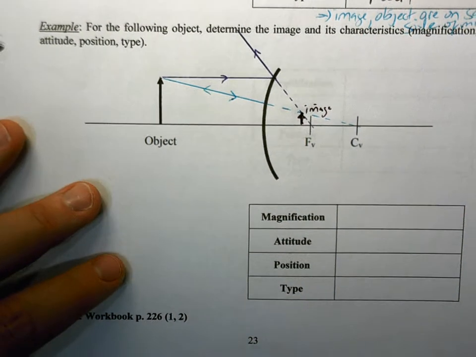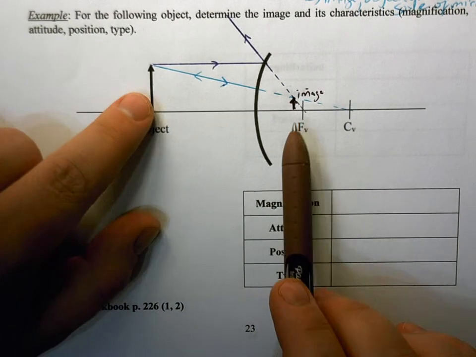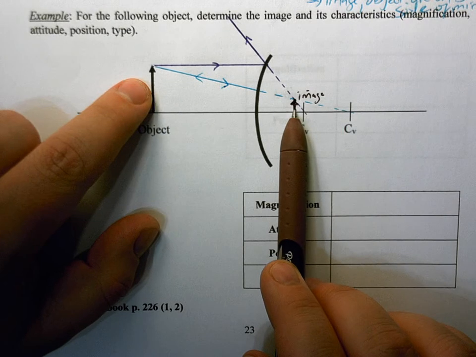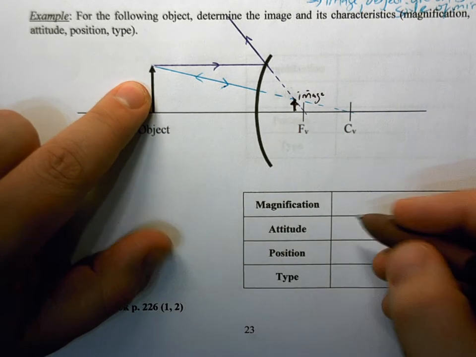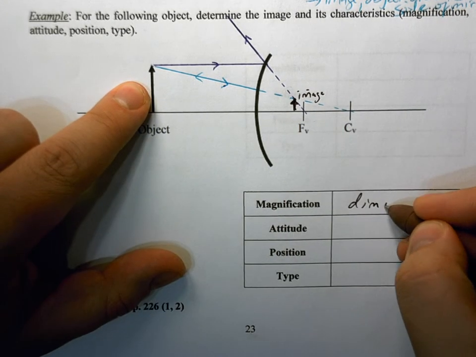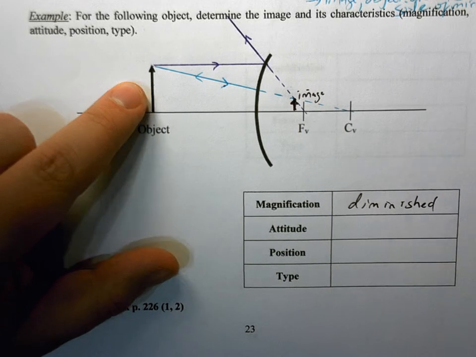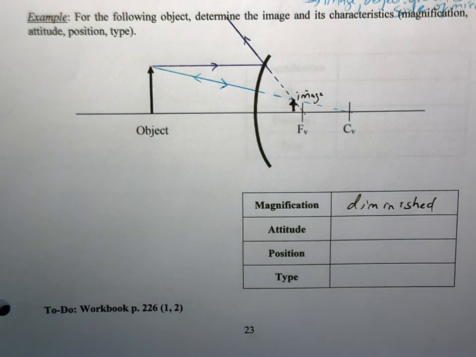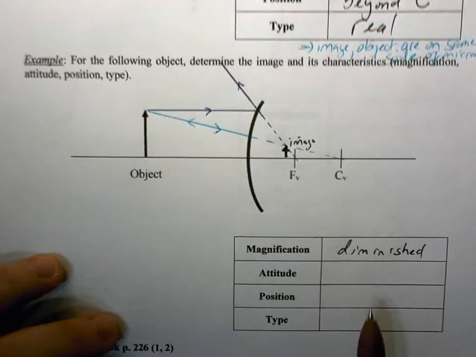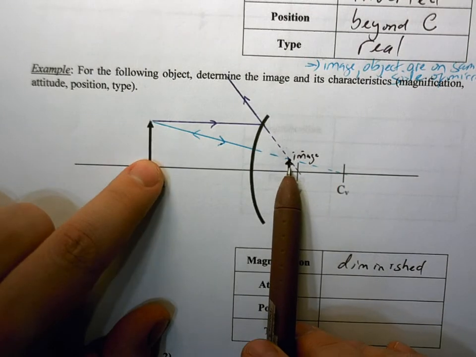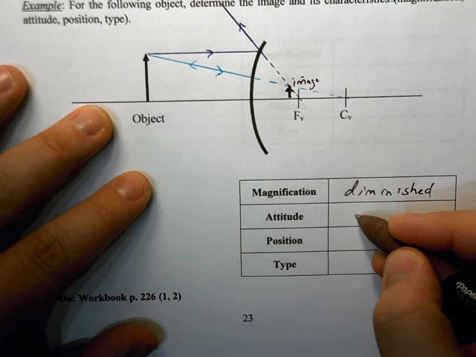So let's assess its characteristics. Well, this is certainly much smaller in height than the object, so the image relative to the object is diminished, or smaller, however you want to phrase that. And when we're talking about magnification, we're always looking at the image relative to the object. For the attitude, they're both pointing in the same direction, they're both pointing up, so we're going to say that the image is upright.